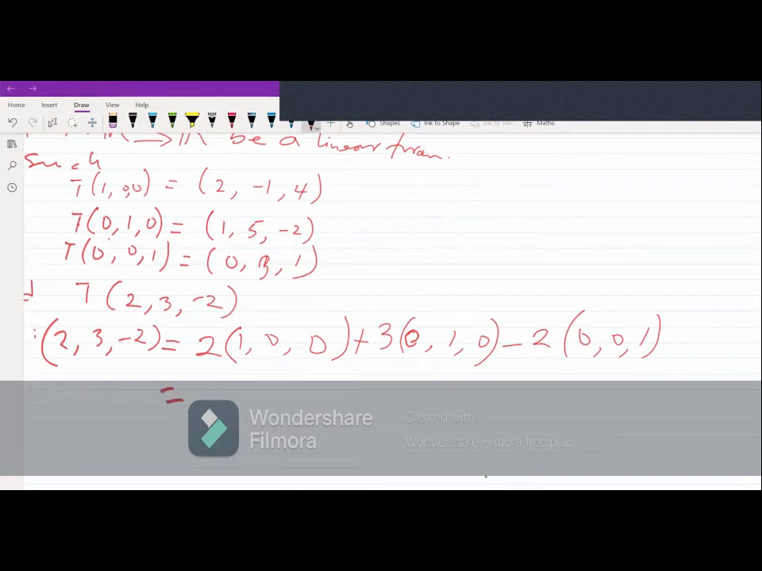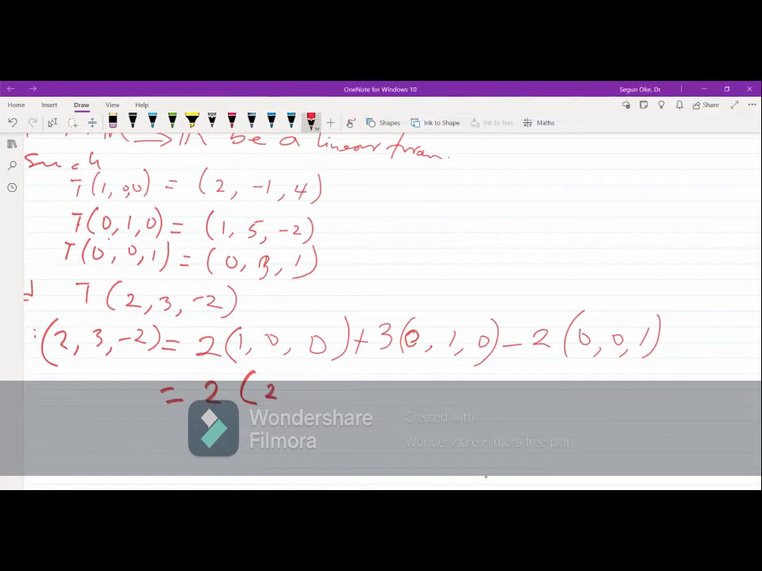Now it will be 2 in brackets. What is T of the first? 2, comma minus 1, comma 4. Plus 3 in brackets. What is the second? 1, comma 5, comma minus 2. Then the third is what? Minus 2 in brackets, (2, 3, 1).